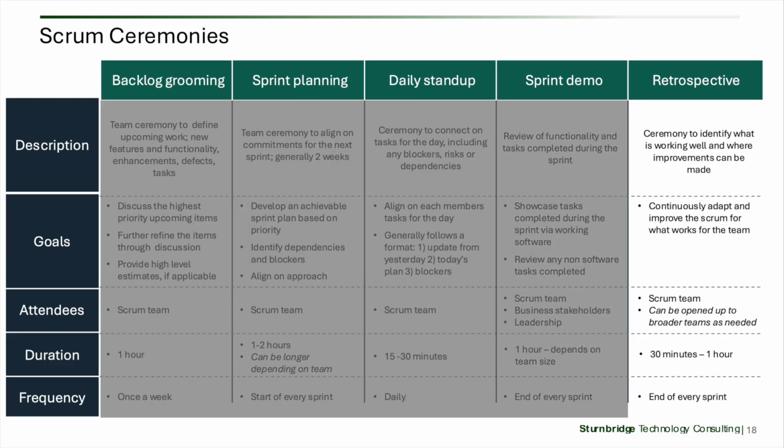And lastly, the retrospective. The retrospective is a ceremony to identify what is working well and where improvements can be made for the team. The goal is to ensure that the team can continuously adapt and improve their processes and ways of working. In general, this ceremony is led by the Scrum Master and includes the Scrum team. However, it could be opened up to broader stakeholders in some scenarios. A retrospective generally takes place at the end of every sprint, ahead of sprint planning, and it usually lasts 30 minutes to 1 hour. It is a really important process in the Agile approach where continuous improvement and the Agile principle of looking back and seeing where things can be improved comes to fruition here.